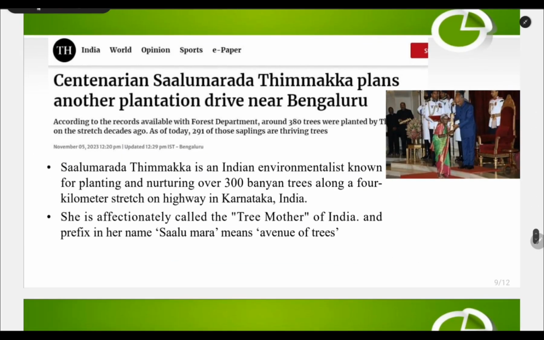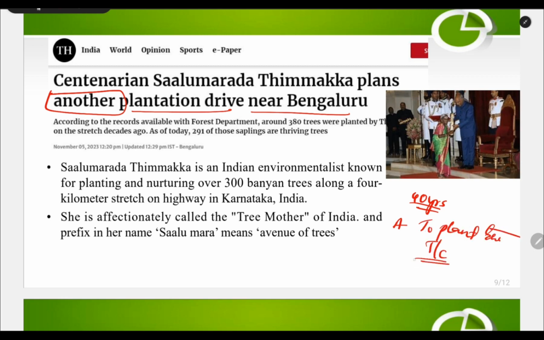Salumarada Thimmakka. Salumarada Thimmakka, Centurion. Salumarada Thimmakka plans another plantation drive near Bangalore. It says another. Yes, around 40 years back, a drive to plant a tree and take care of it till it can take care of itself. Salumarada Thimmakka and her husband decided some 40 years back to plant 300 banyan trees along a 4-kilometer stretch on a highway of Karnataka. For her selfless and affectionate work, she is called Tree Mother.